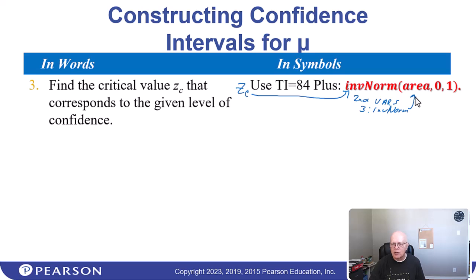And those are the numbers you need. Remember, this area is everything to the left of that critical value you're looking for. So draw that picture, because in your picture, your critical value is going to be up here. You want to know what area is all to the left of that, so you can put it in right there.